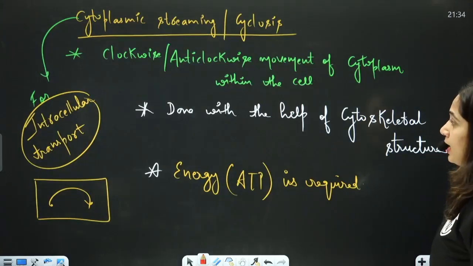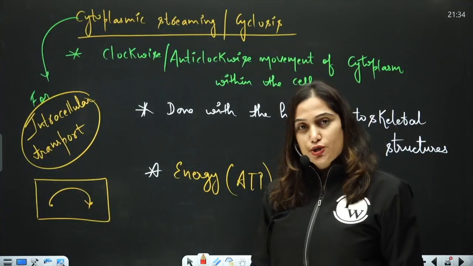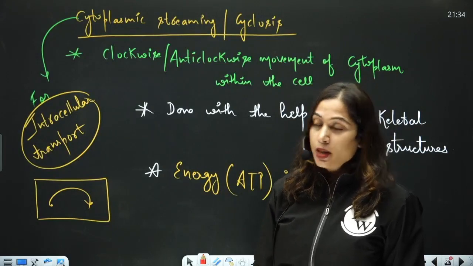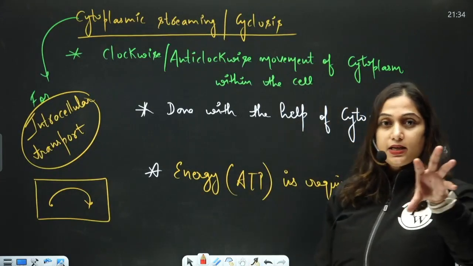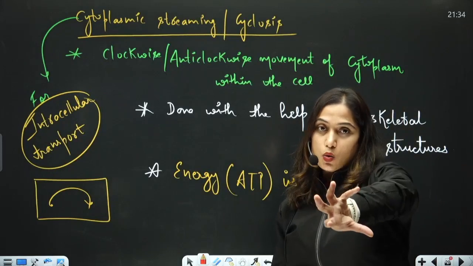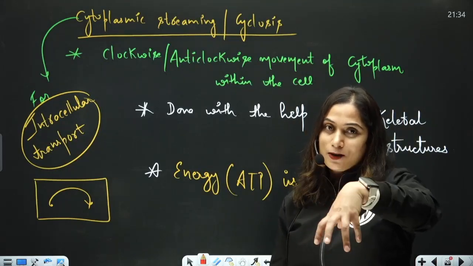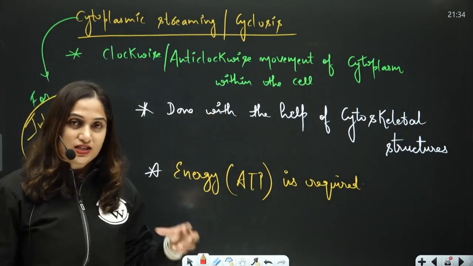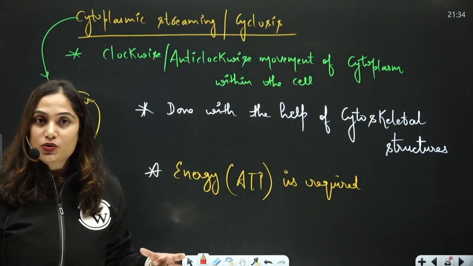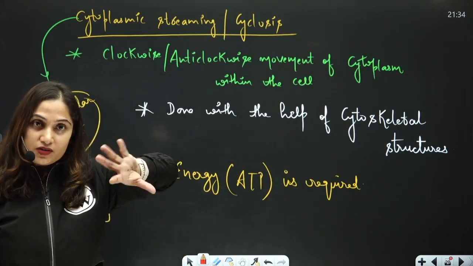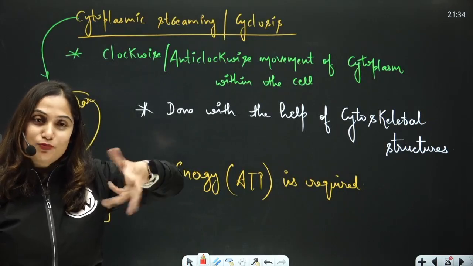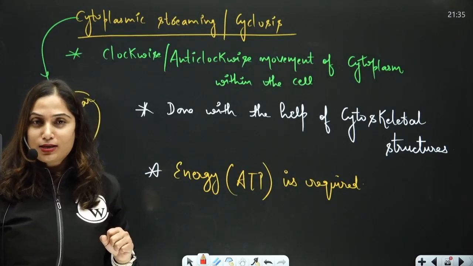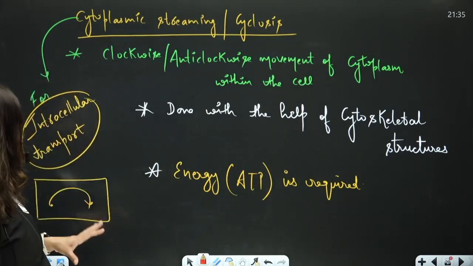Clear? Now, the last force for the short distance transport is cytoplasmic streaming, or cyclosis. What is the meaning of cyclosis? It is the clockwise or anti-clockwise movement of cytoplasm in the cell. This kind of movement is helped by special thread-like structures present in the cytoplasm called the cytoskeleton. This movement of cytoplasm helps in intracellular movement, only intracellular movement, right? And this is active in nature. This requires ATP. Clear?